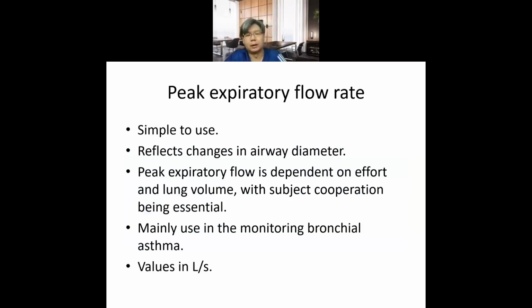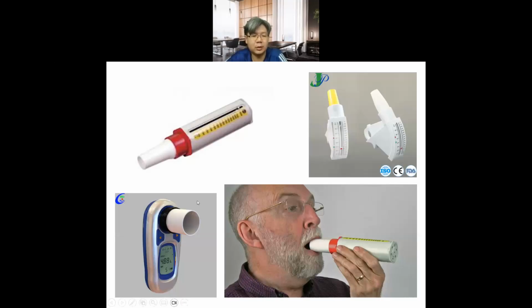Peak expiratory flow rate is simple to use, and it just reflects the changes in the flow rate. I mean the airway diameter. Airway means our lungs, trachea, bronchus, bronchial, and so on. This one is usually used to monitor the asthma condition.